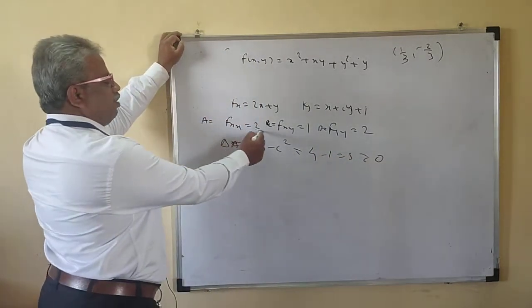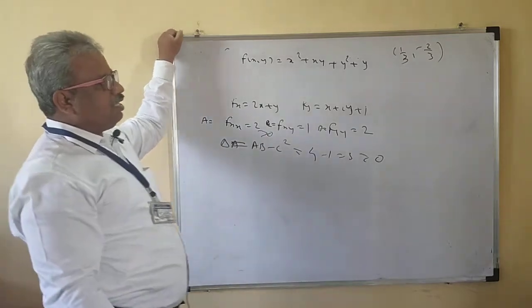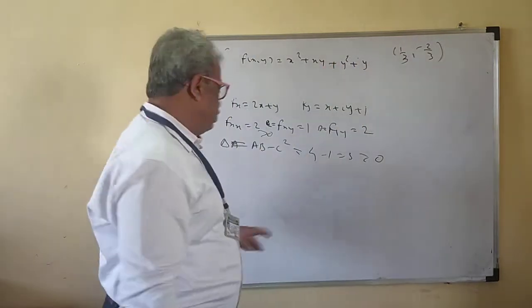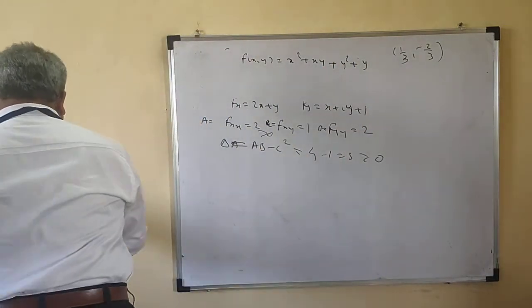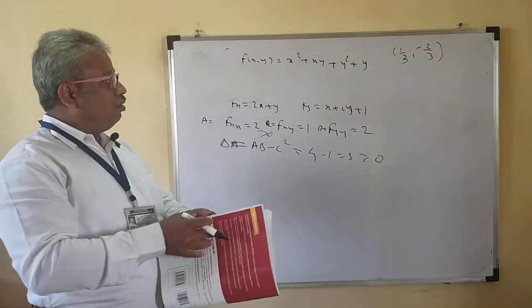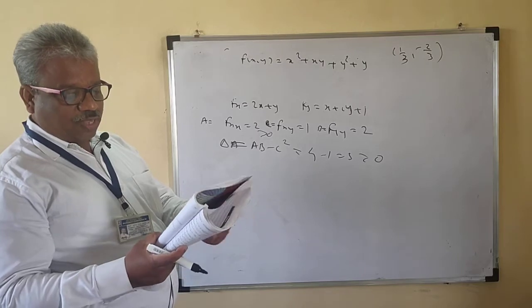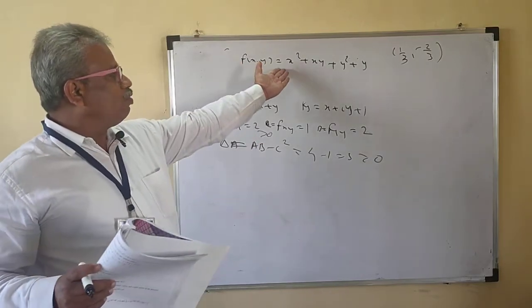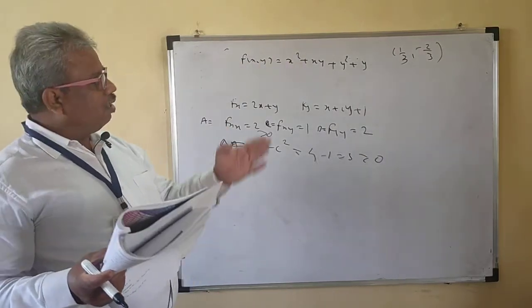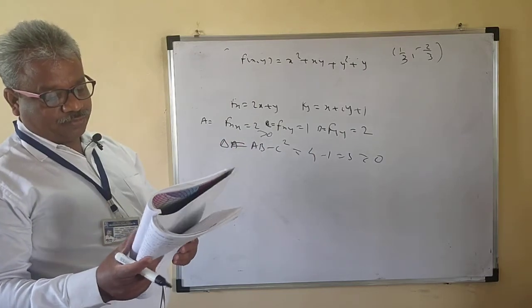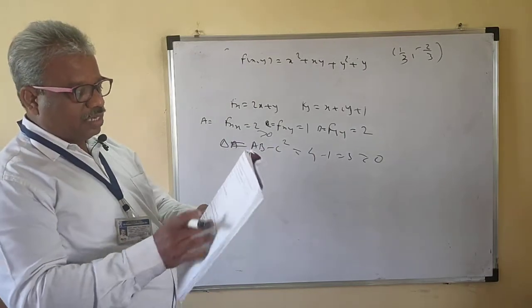Look at a now. A is what? Positive. So that means this point has a minimum value. The function has a minimum value at this point. Okay. And if they want the minimum value, just put x is equal to 1 by 3 here and y is equal to minus 2 by 3 here. Okay. So I hope that you understand this.